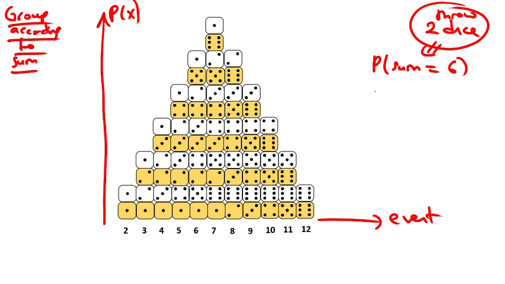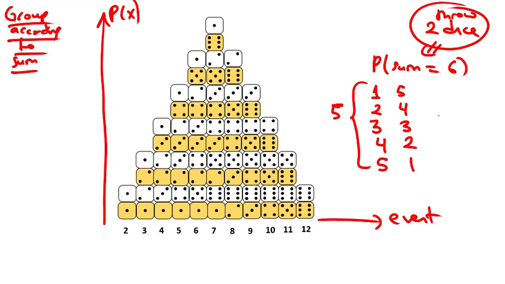Okay, what are the combinations? The first die can bring 1 and the second one has 5. First die can bring 2, second one has 4. First die has 3, second one has 3. First die has 4, second one has 2. First die has 5, and second one has 1. You can see how many possibilities I have? I have 5 possibilities. But how many total possibilities do I have? 36. Okay, then it will be 5 by 36. As you can see, the sum is 6: 1 5, 2 4, 3 3, 4 2, and 5 1.